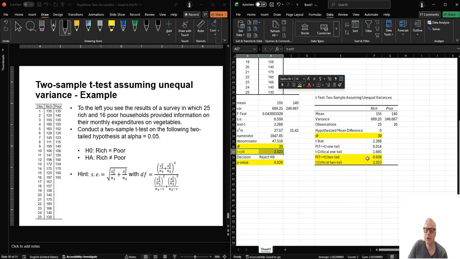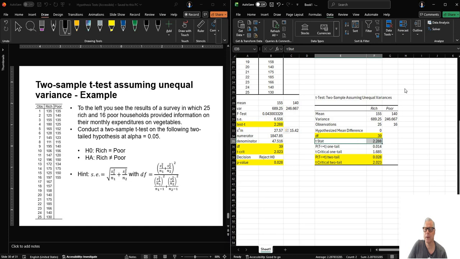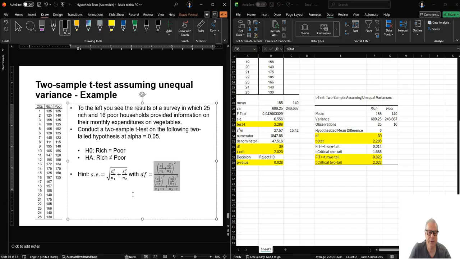And we don't have to worry about a one-tail test because we didn't do a one-tail test. And our test statistic, which is 2.288, is also the same. And again, Excel didn't report the standard error, but now you know what Excel does, because you have to look at the formula here. So this is the standard error, and the degrees of freedom is this formula. And well, now you know how to calculate that.